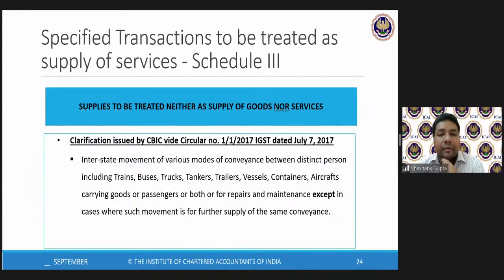These will neither be treated as supply of goods nor services, except where such movement is for further supply of the same conveyance. That is, the same conveyance is now being sold. Then, of course, you have to pay the tax. But if it is just happening for carrying of goods, carrying of passengers, or for repair or maintenance, in such case, no tax would be applicable.